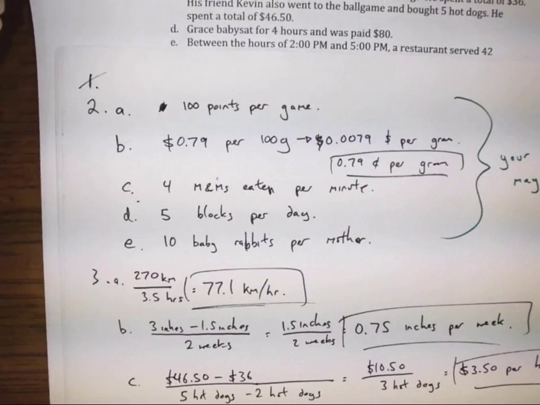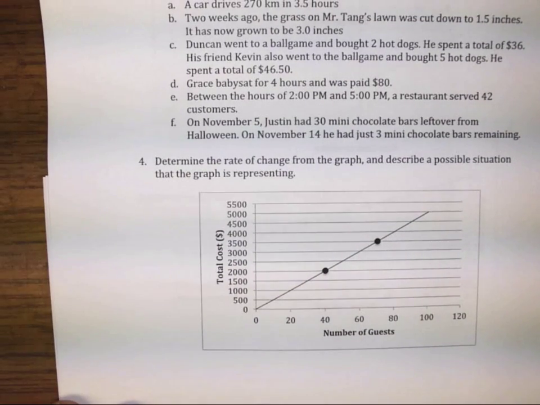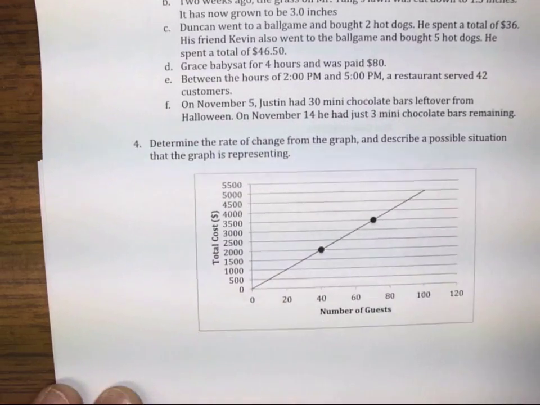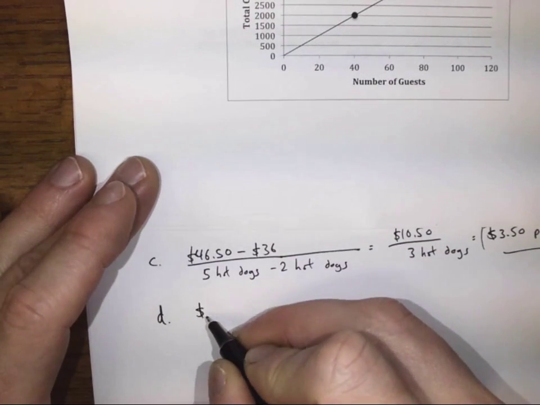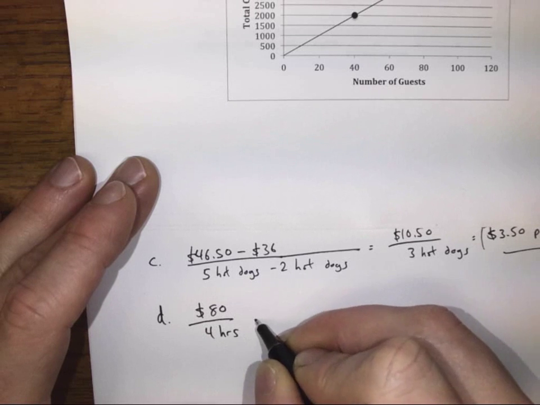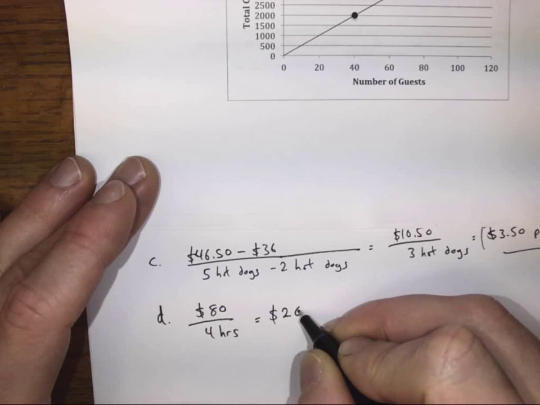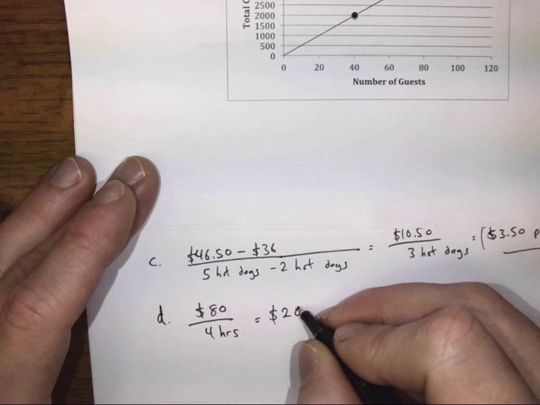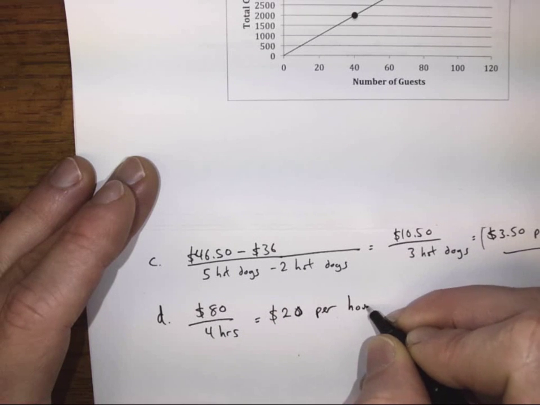All right. So next, we've got Grace babysat for 4 hours and was paid $80. All right, so I would say, okay, she got $80, and that was for 4 hours. So I could figure that she earns 20 by dividing 80 into 4 times. How many times is 4 going to 80? 20 times. $20 per hour.